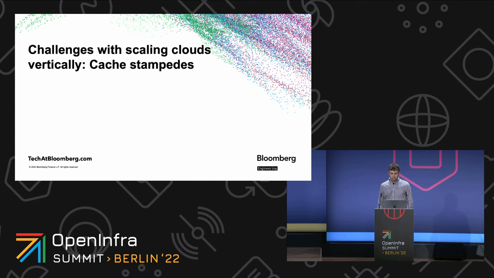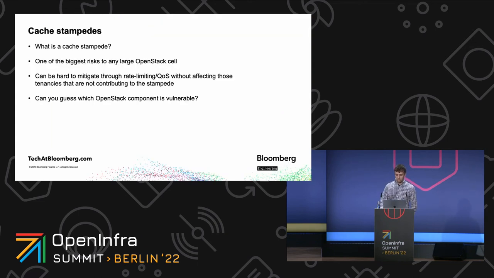So for the next bit, we'll talk about a scaling issue that was unique to large Nova cells that we ran into. We basically saw cache stampedes. If you're not familiar with what this is, think of a web server farm that's fetching pages out of memcache when normally they're already pre-rendered.